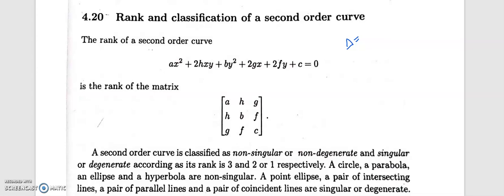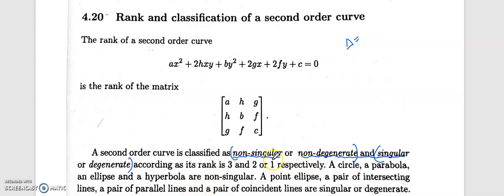Now, depending on the value of rank, the second order curve can be mainly classified into two types. First, the second order curve can be non-singular, or non-degenerate, and then singular or degenerate. So it can be non-singular or non-degenerate, and of the second type, singular and degenerate.